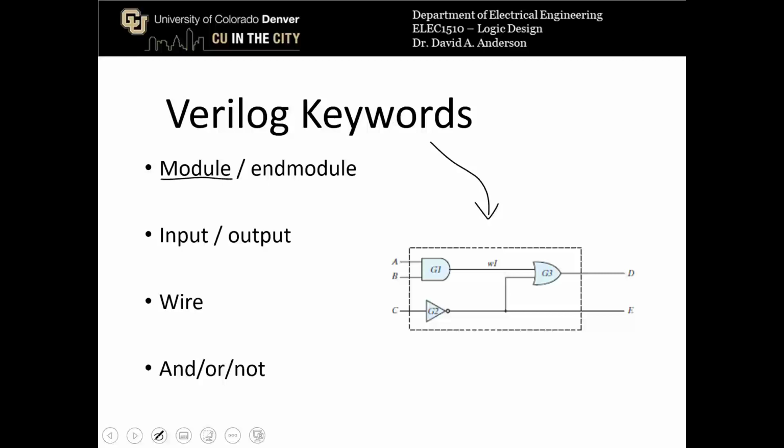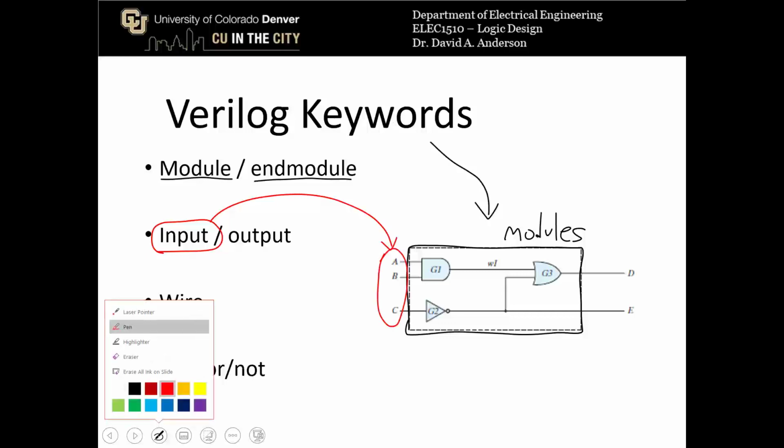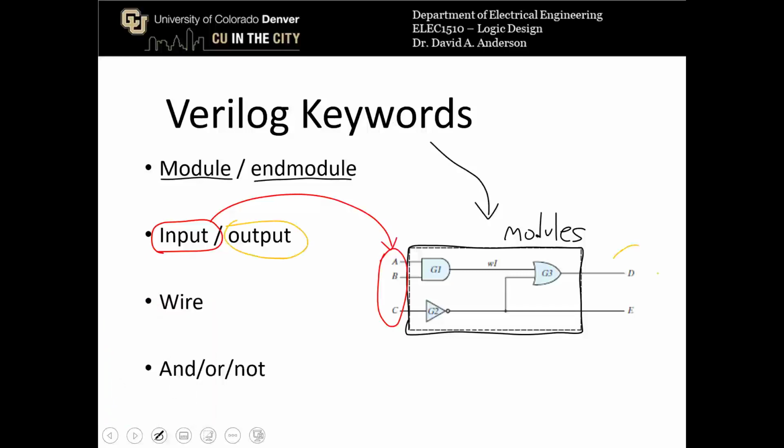Modules refer to the circuit in its entirety. So this would be called a module. We have to define modules as being circuit blocks. End module as a keyword tells you when you're done defining that circuit so that you can differentiate different modules from each other. Inputs here are the inputs to the module, the circuit or the module. Outputs are the outputs from the module here. So in this case, we have input A, B, and C, and outputs D and E.